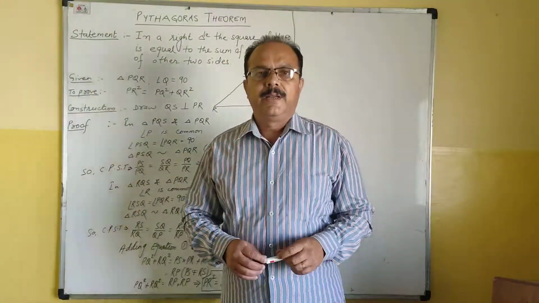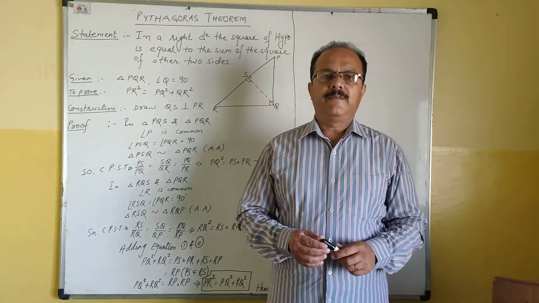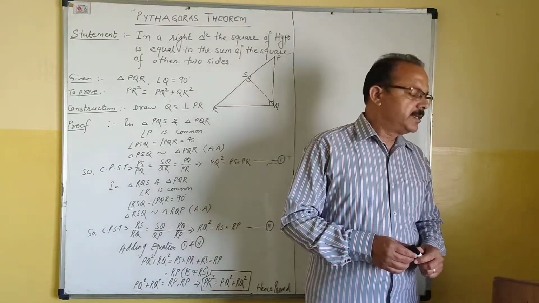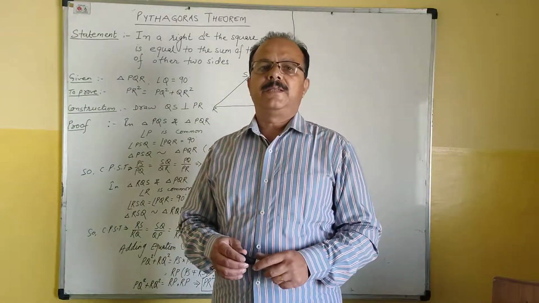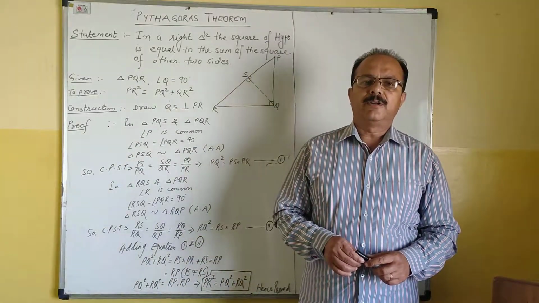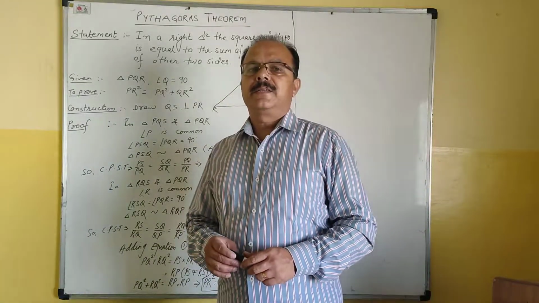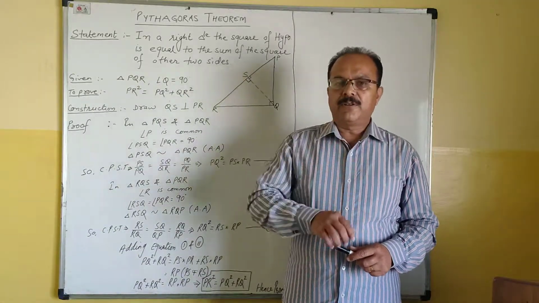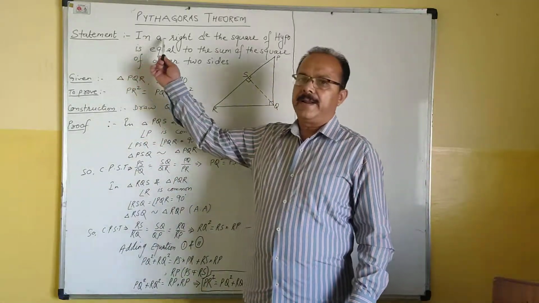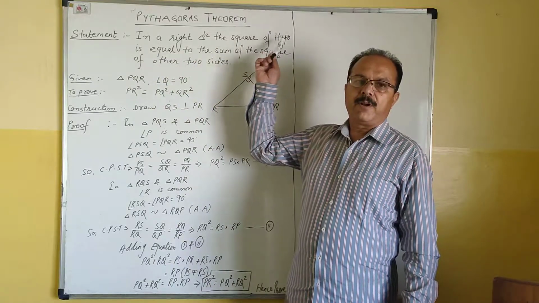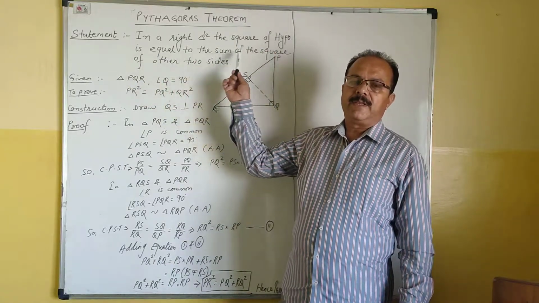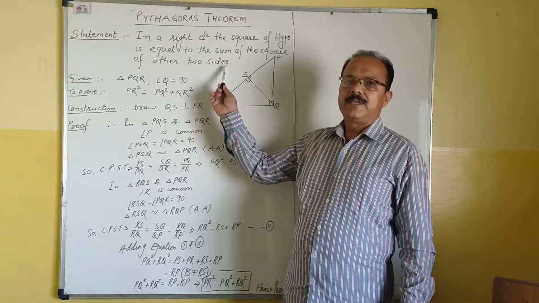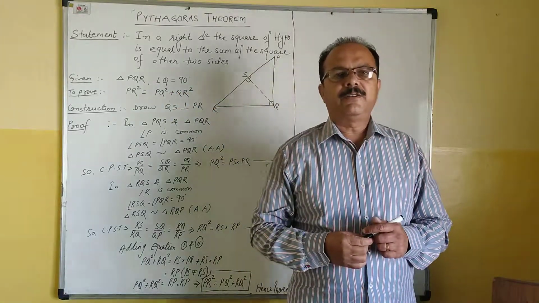Welcome students. Today we are starting with exercise 6.5, which is based on Pythagoras theorem and its converse. Now, what does the Pythagoras theorem state? Pythagoras theorem states that in a right triangle, the square of the hypotenuse is equal to the sum of the squares of the other two sides.